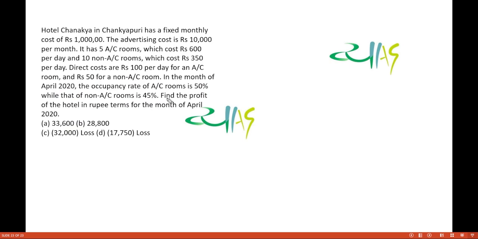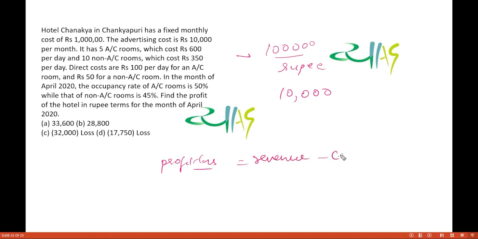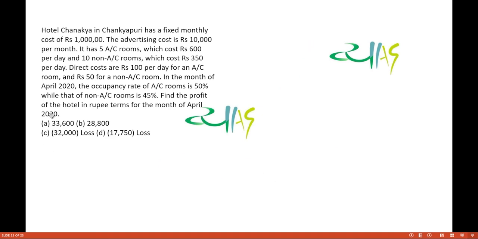So what this is basically saying is that we have this 1 lakh rupees, and the advertising cost is 10,000. So we will add the fixed costs. Basically in this question they are asking profit or loss. So revenue minus cost will give us profit. So first of all let us calculate the cost. We have this fixed cost, how much? 1 lakh.